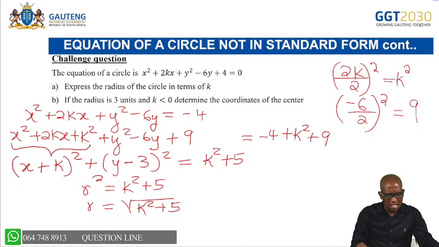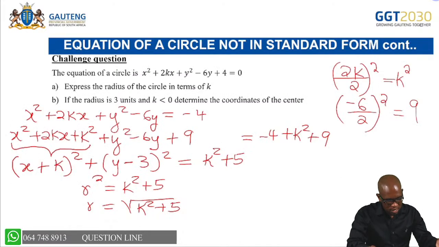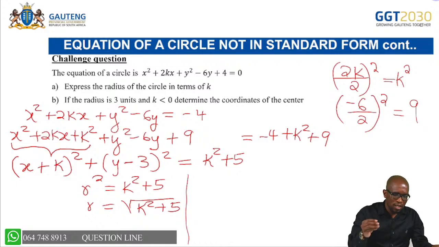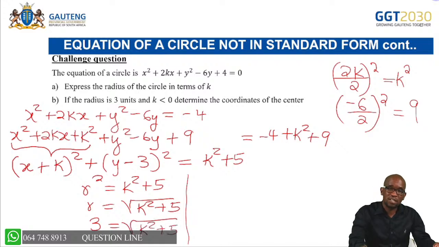If the radius is given as 3 and k is less than 0, determine the coordinates of the center. So we'll complete this problem in the next slide. We need to make space here. Now, since we are given that the radius is 3, where we see r, we're going to put 3, which means that we'll have 3 is equal to the square root of k squared plus 5.